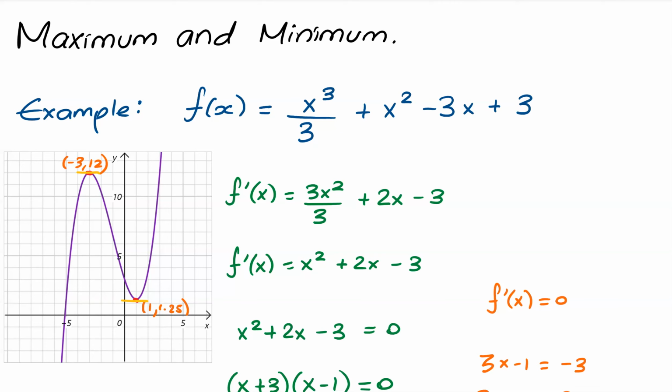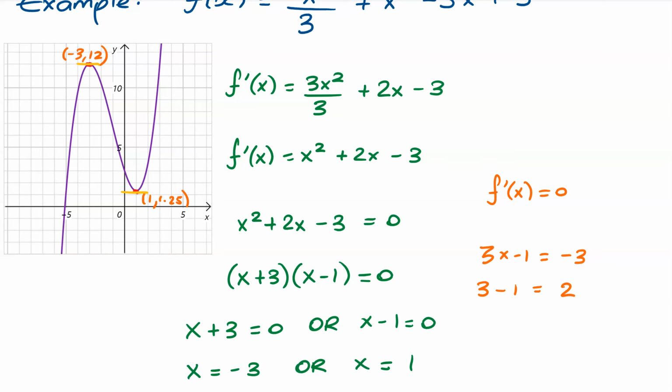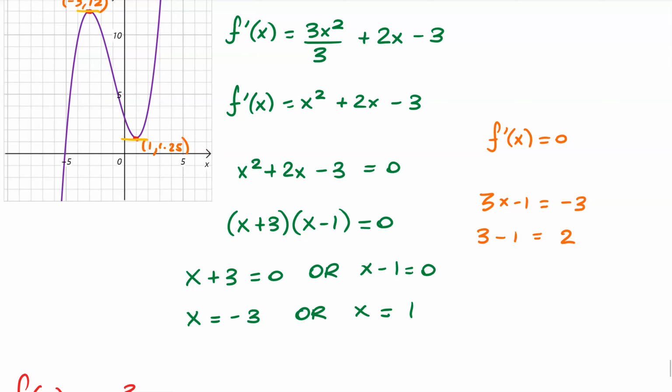So we'll be looking at maximum and minimum turning points. And in the previous video, we looked at an example where we were trying to determine or locate the turning points, where we had a function, x cubed over 3 plus x squared minus 3x plus 3. We differentiated the function, made that gradient function equal to 0, and found the x values where the turning points occur. So we had x equals -3 or x equals 1.